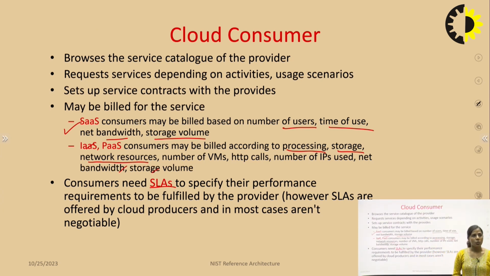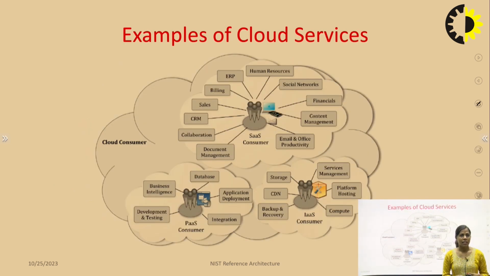So consumers need SLAs to specify their performance, that is, how much of the requirement is to be fulfilled by the providers, as offered by the cloud provider. In most cases that can be negotiable. So this is how the cloud consumer works. These are the different examples of the cloud services.